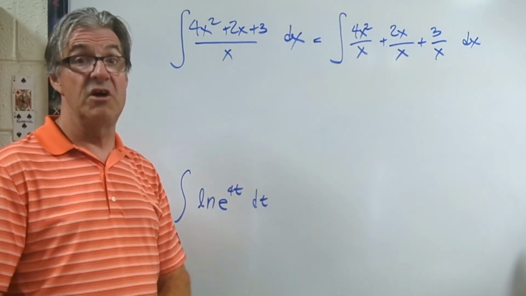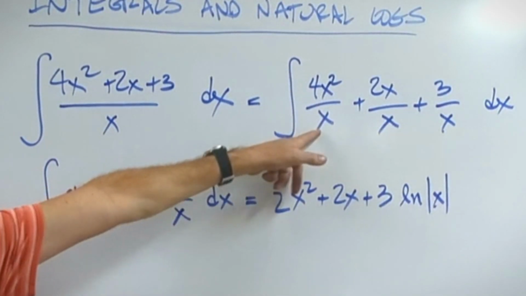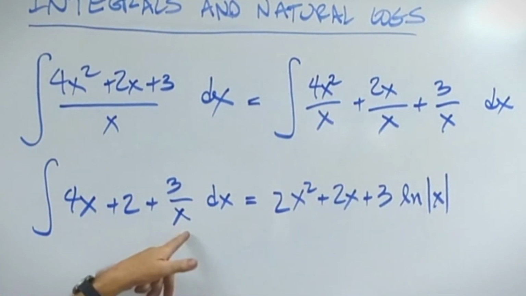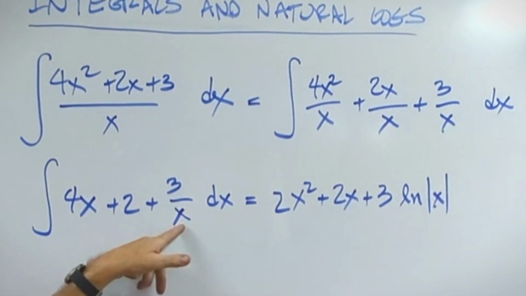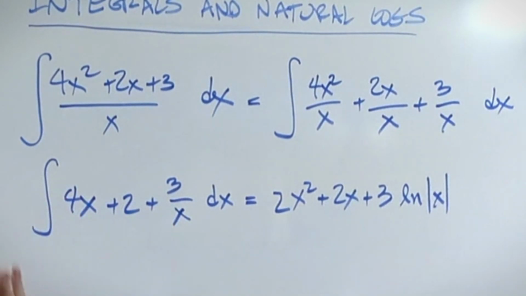So go ahead, pause your video and see how far you can get. Okay, so simplifying down, 4x squared over x is just 4x, 2x over x is just 2, and I left that the same because this is the one that we're going to use the natural log for. So now I can integrate each term separately.